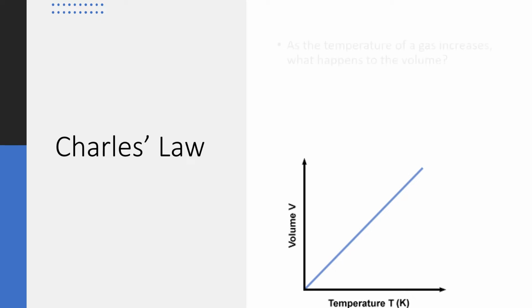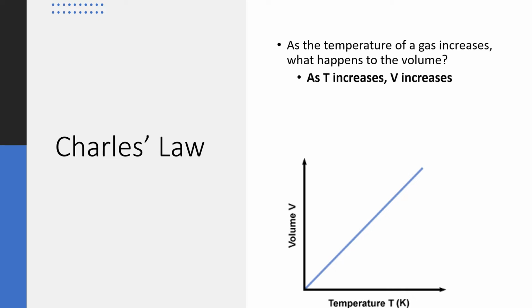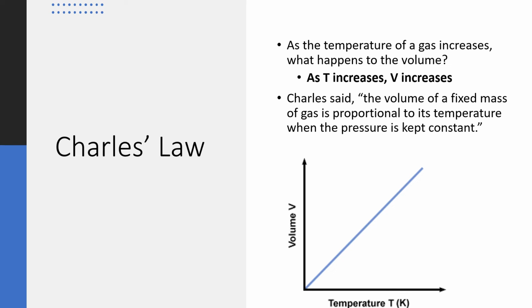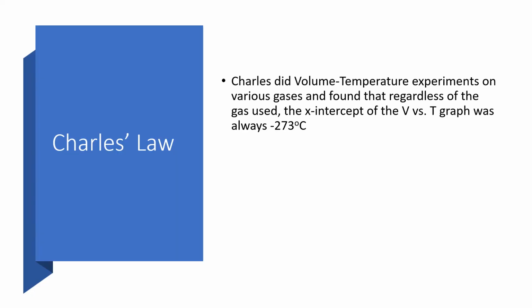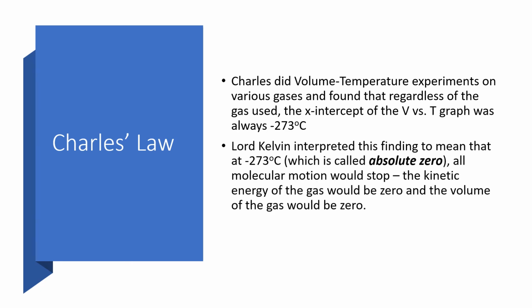Another important law is Charles' law, which states that volume and temperature are directly proportional under constant pressure. So as temperature increases, volume increases. Charles ran many experiments that showed that regardless of the gas used, the x-intercept in a volume versus temperature graph was always negative 273 degrees Celsius, which was interpreted by Lord Kelvin to mean that at negative 273 degrees, all molecular motion would stop. He called this value absolute zero, as the kinetic energy and the volume of the gas would be zero.